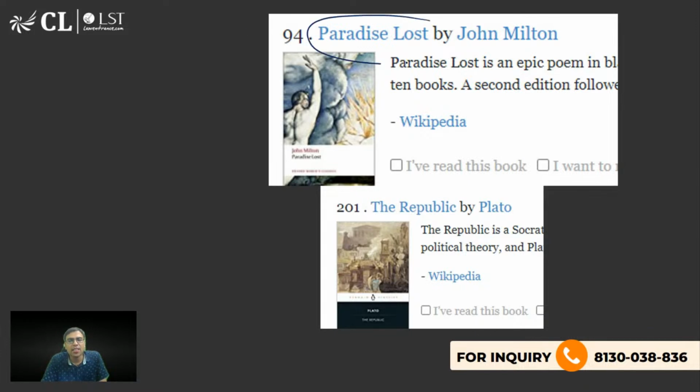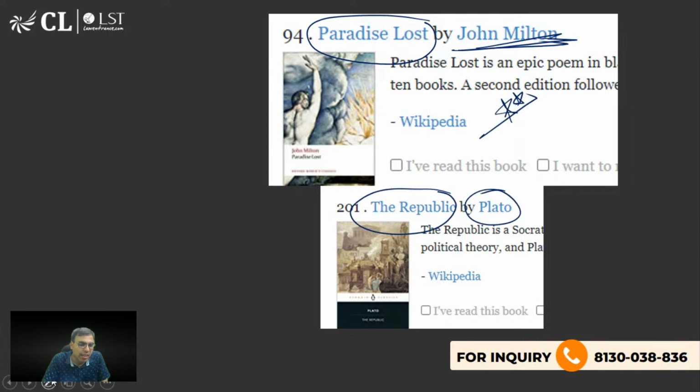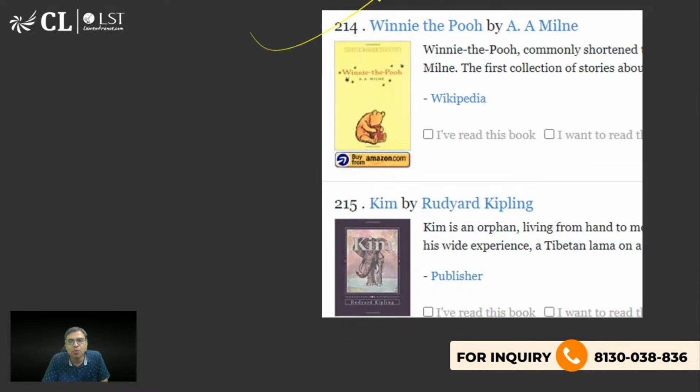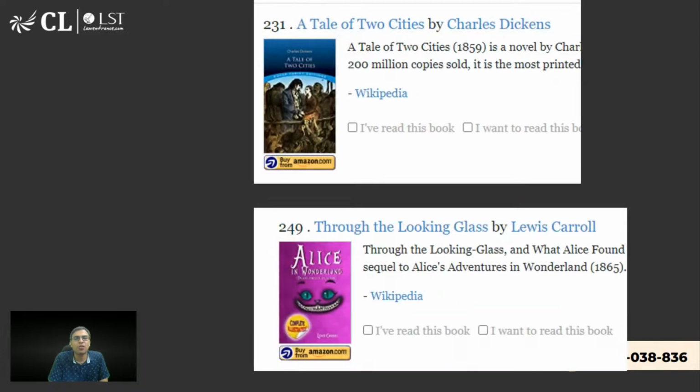The next is Paradise Lost by John Milton. This is also very, very important. I'm sure you must have heard. Then The Republic by Plato. So Plato was actually a scholar from Greece. We are talking about the before Christ era. Okay, that is what you should know. Then Winnie the Pooh by A.A. Milne. This is not important, but this one is important. Kim is a book by Rudyard Kipling. That is what you should be knowing about.